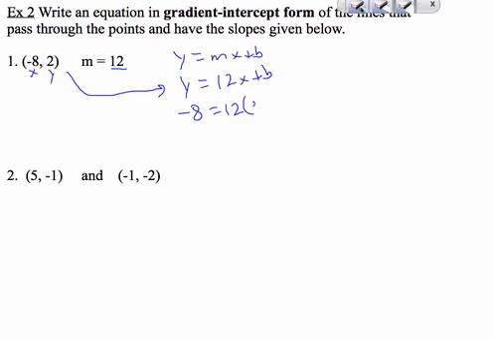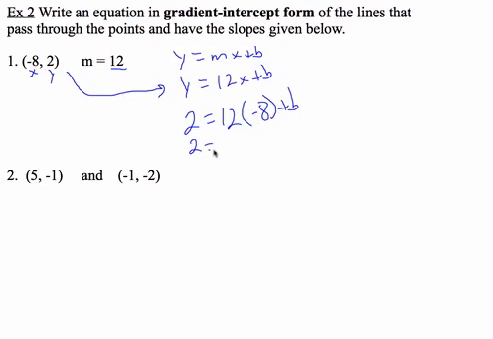So let me erase that properly here with a smaller eraser. Okay. So we had the y value is 2. 2 equals 12 times negative 8 plus b. 2 equals negative 96 plus b, and b equals 2 plus 96, which equals 98. So the equation of this line is y equals 12x plus 98.